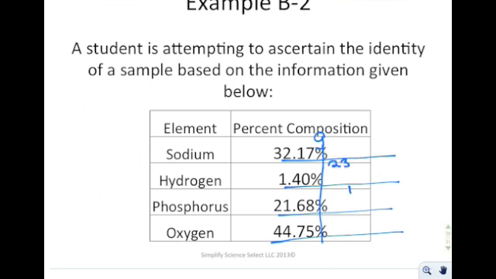Hydrogen is 1, phosphorus is 31, and oxygen is 16. When you divide that out, you end up with 1.4 moles of sodium, 1.4 moles of hydrogen, 0.7 moles of phosphorus, and 2.80 moles of oxygen.